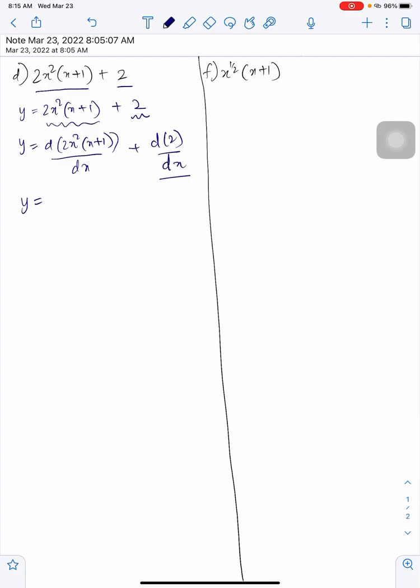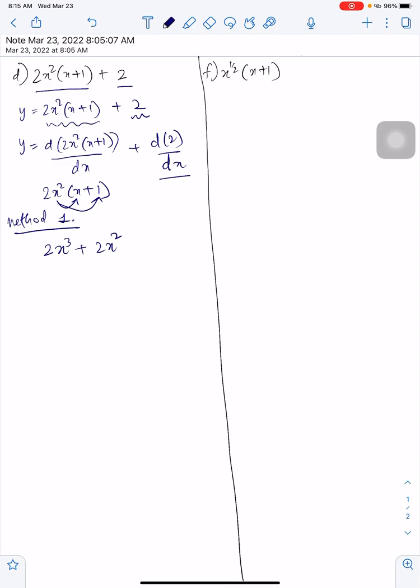There are 2x squared, multiplied with a bracket, the binomial term x plus 1. To differentiate 2x squared times (x plus 1), there are two methods. Method 1: because the exponent of the binomial term is 1, directly open the bracket. Each term times each term gives 2x cube plus 2x squared.